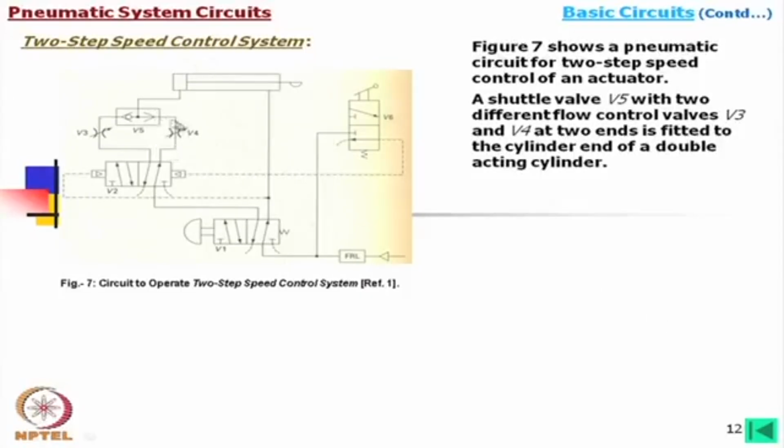Shuttle valve means if the air is going from this side, it cannot go through this, it will go here, whereas when the air is coming from this side, it will go through this, it will not come back to this side. This means that in many cases these operations depend on the pressure at these two lines. A shuttle valve V5 with two different flow control valves V3 and V4 at two ends is fitted to the cylinder end of a double acting cylinder.